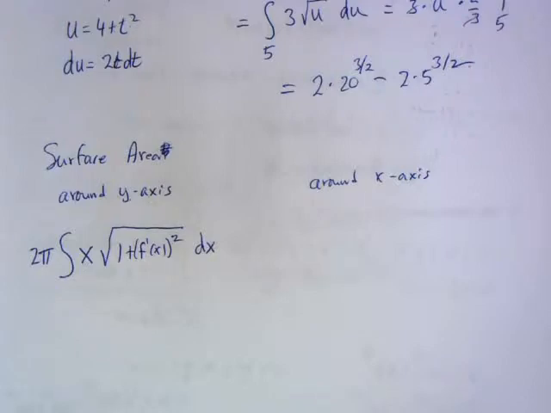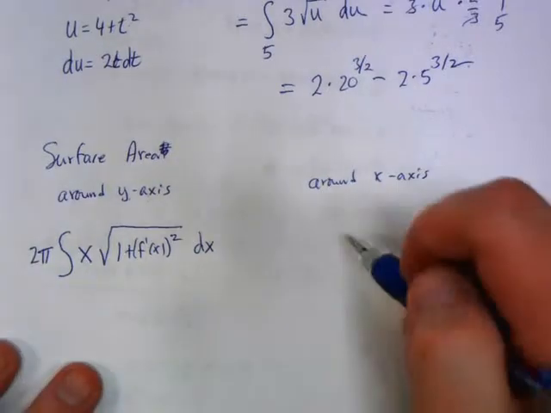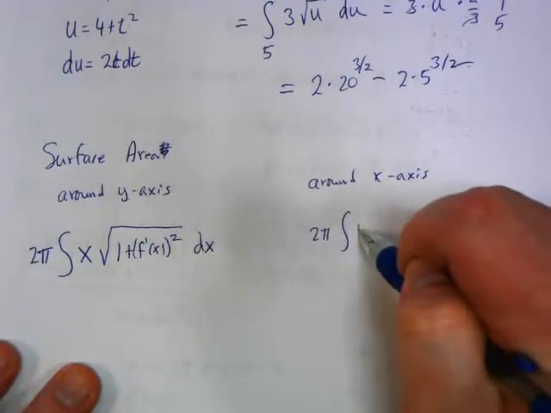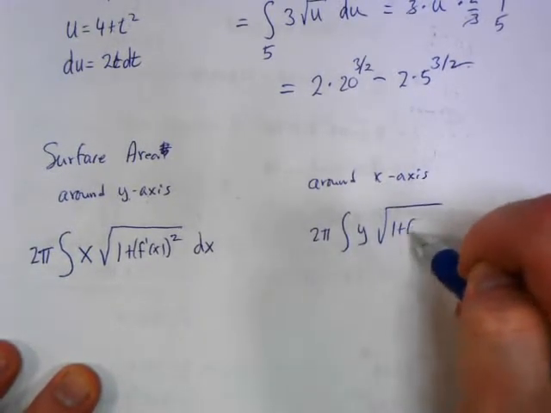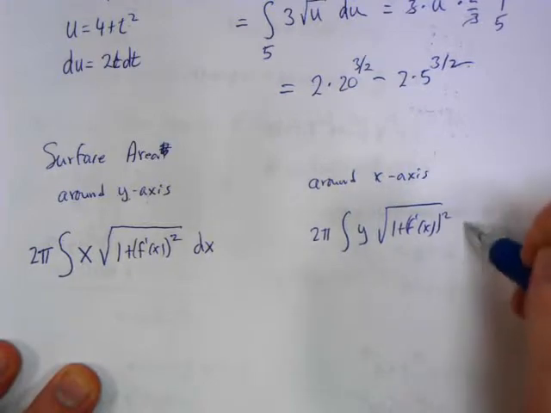Just pi. Not pi. Just one thing changes though. What would my radius be if I want to spin around the x-axis? It would be my y. So it became 2 pi y square root of 1 plus the derivative squared dx.